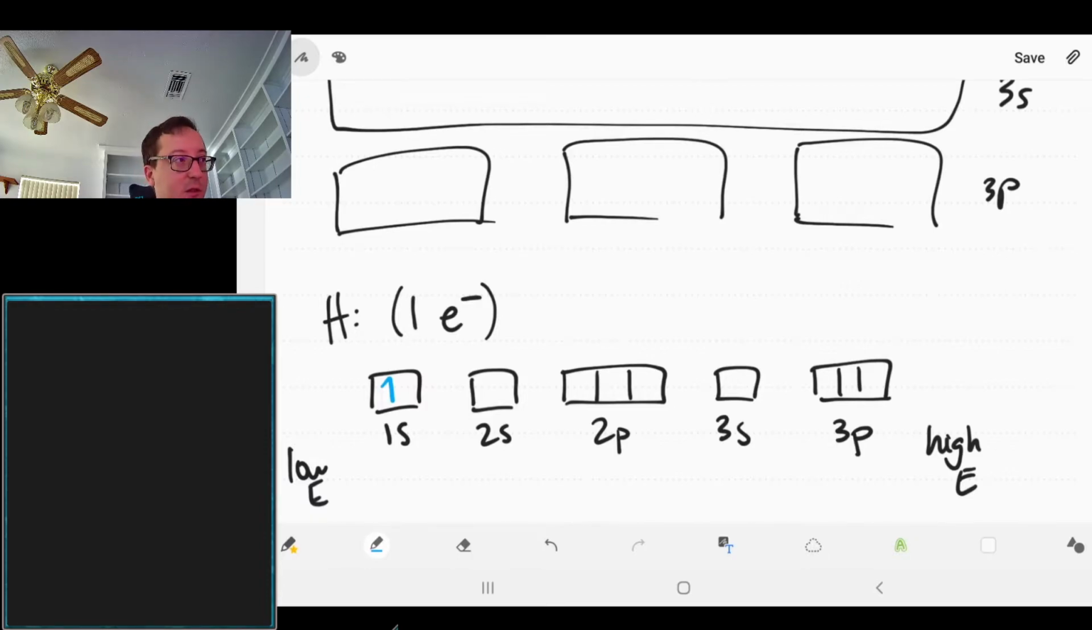And that's what hydrogen will do. And so we describe this as, if we were to look at the electrons of hydrogen, we would say that hydrogen has 1 electron, and it's got it in the 1s orbital.